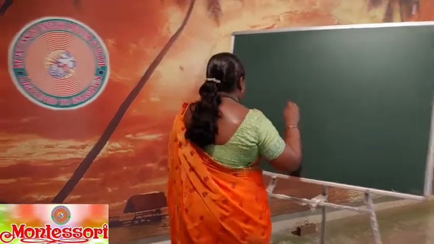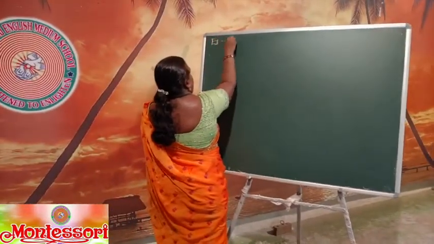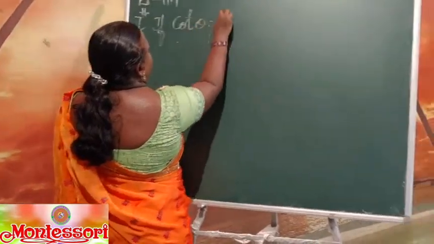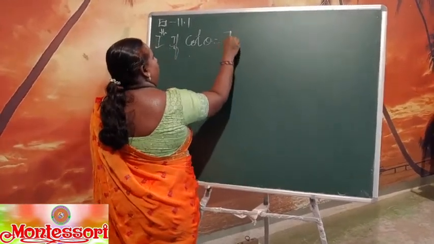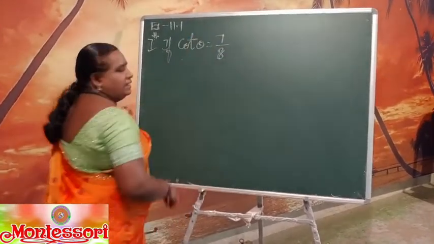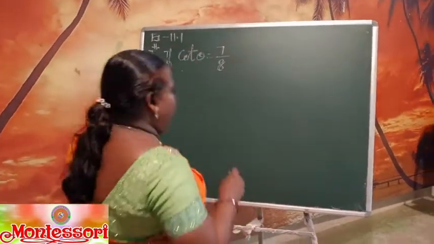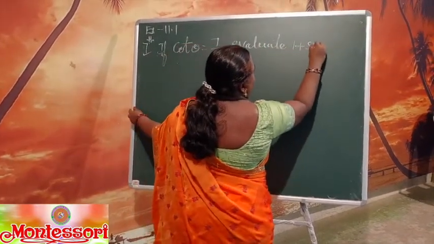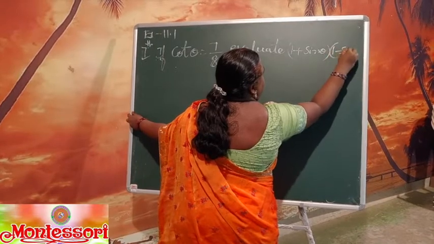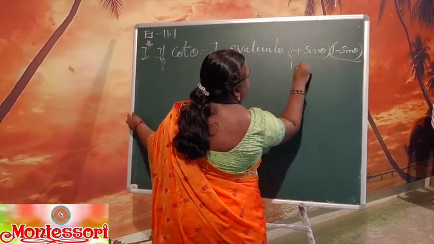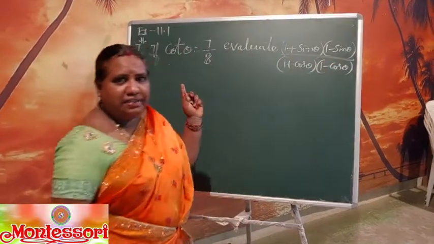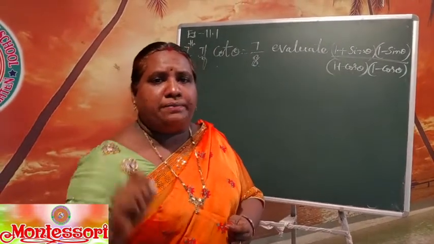Now I am going to say seventh sum, that is: if cot theta is equal to 7/8, evaluate (1 plus sin theta)(1 minus sin theta) by (1 plus cos theta)(1 minus cos theta). Shall we? So before that, once again go through the sum carefully.